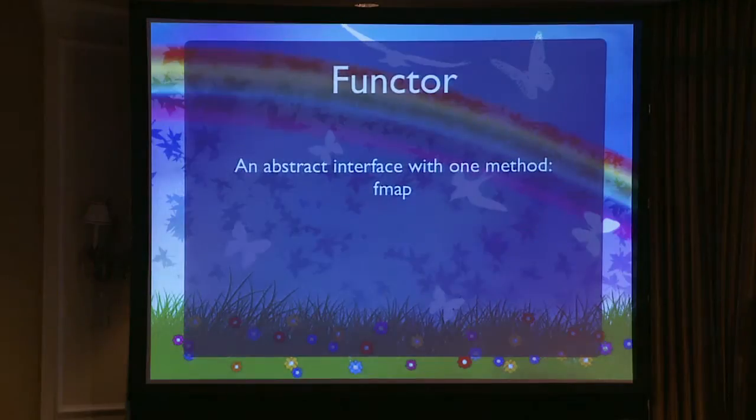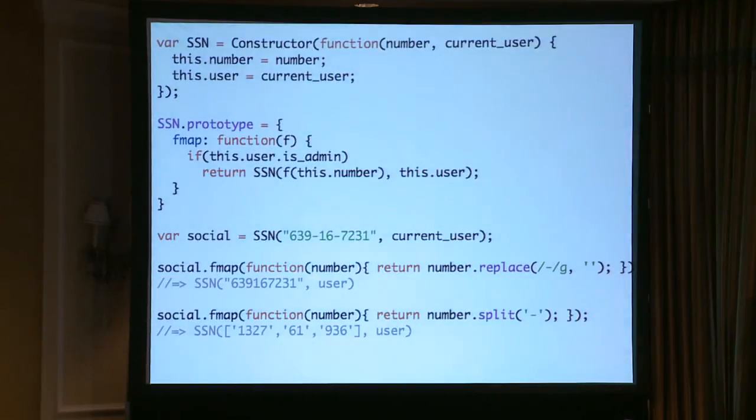A functor is an abstract interface with just one method, fmap. If you look at fmap, it gets its function, and you have your data, and you just figure out how to apply the function to your data and wrap it right back up. The intuition is that you have a box. We had a string, we put it in a box, the social security number. Now in order to run things on our string again, we have to open up the box, run it, and close it back up. That's precisely what we do in fmap. We run it inside the box on the f.number and return a new one.